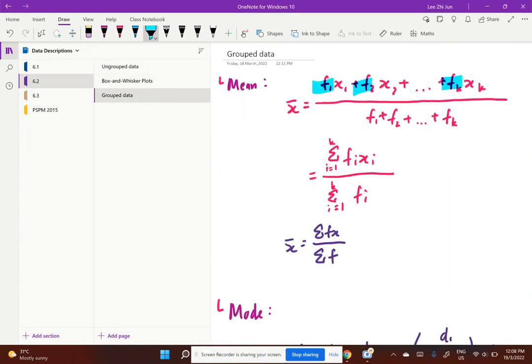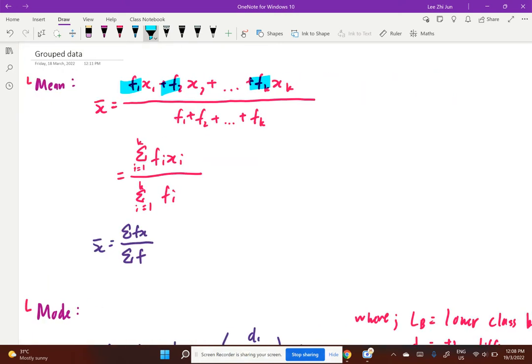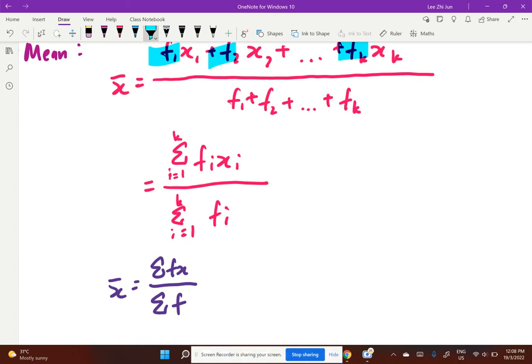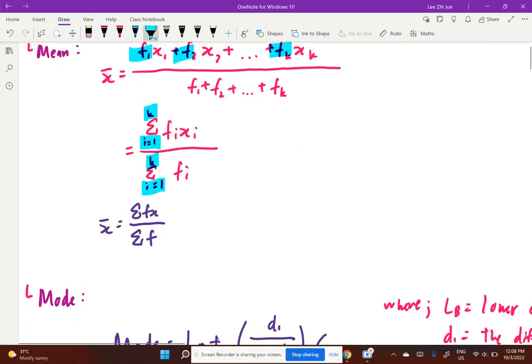Almost the same as the ungrouped data, just that for grouped data you need to add on the frequency to the data x. So the total will be sigma, where the total value is k and the initial value starts from 1. So it can be rewritten as mean equals sigma fx divided by sigma f.